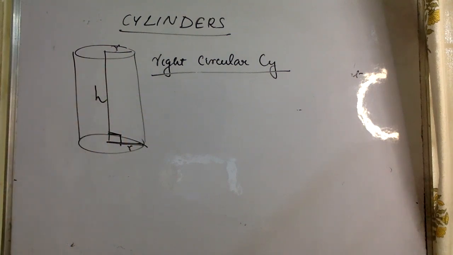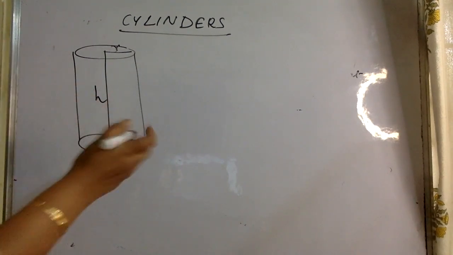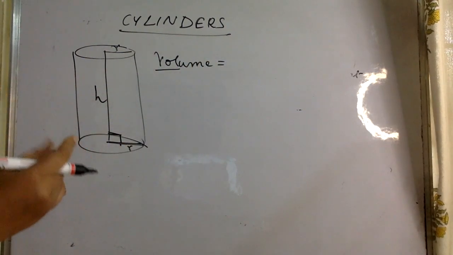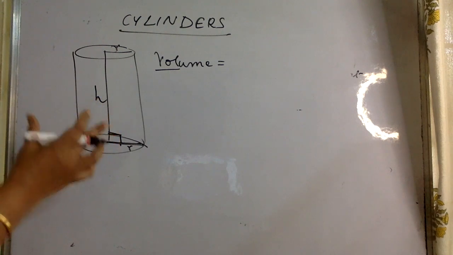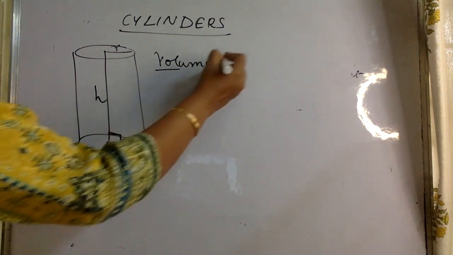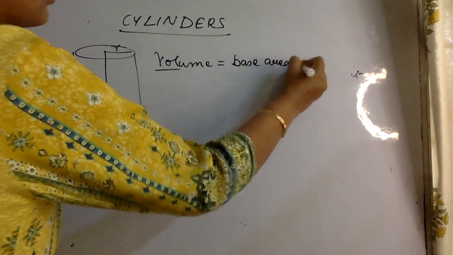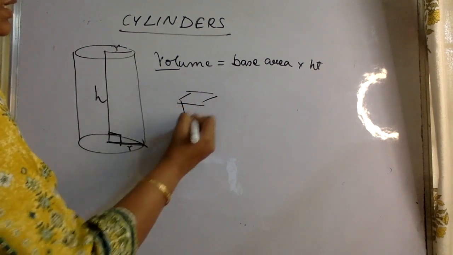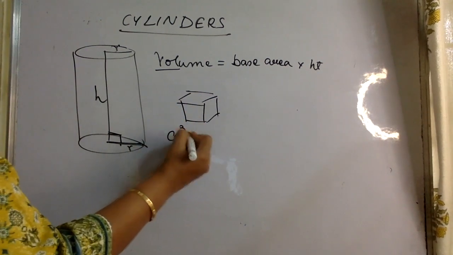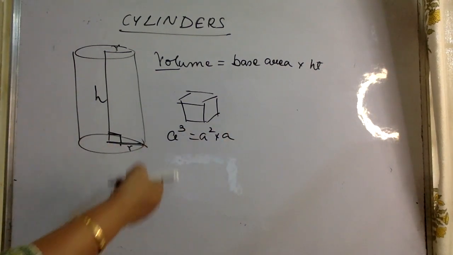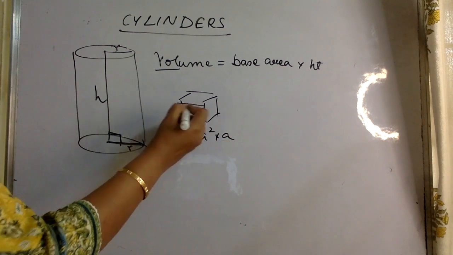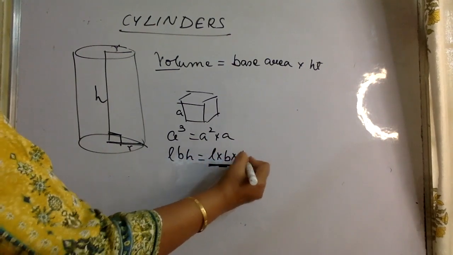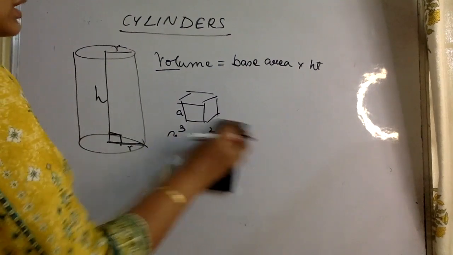Now, talking about the volume of a cylinder. For all regular solids, volume is base area into height. You might not have noticed, even when it was a cube, we actually had a square into a. A square was the base area, a was the height. For a cuboid, again it was L B H volume, which is L into B, the base area, into H, the height. So if it is a regular solid, it's always going to be base area into height.